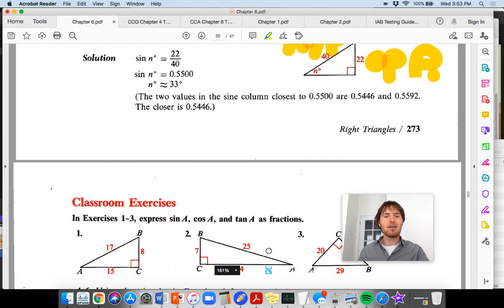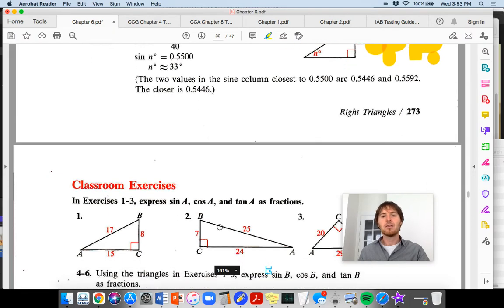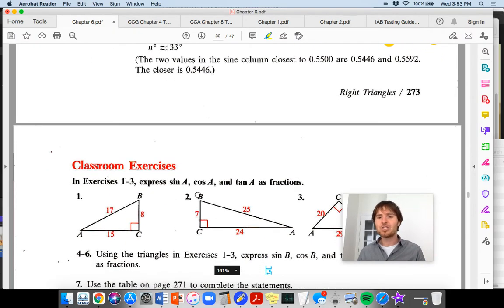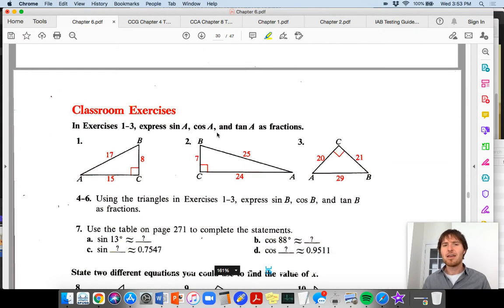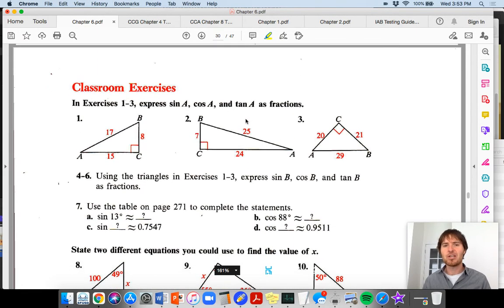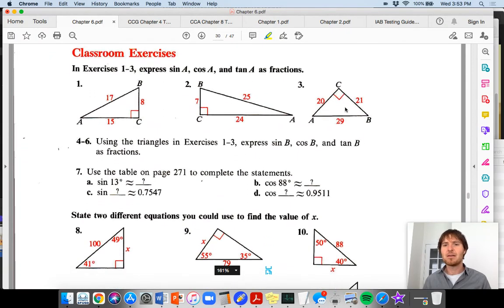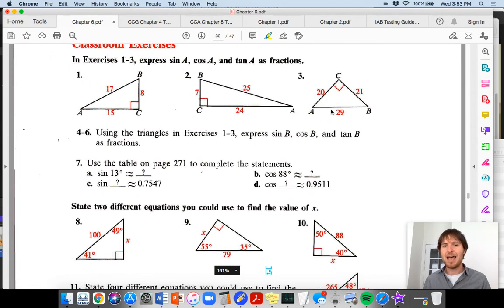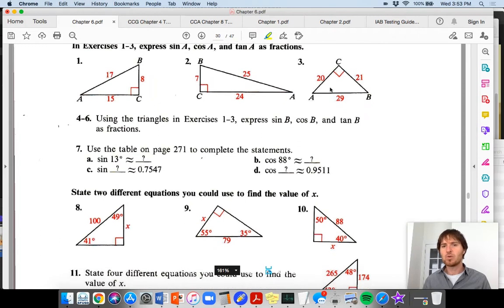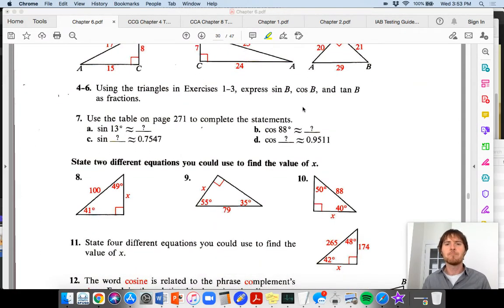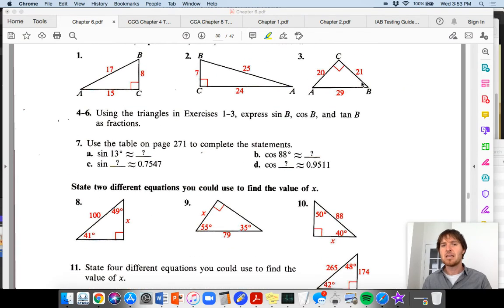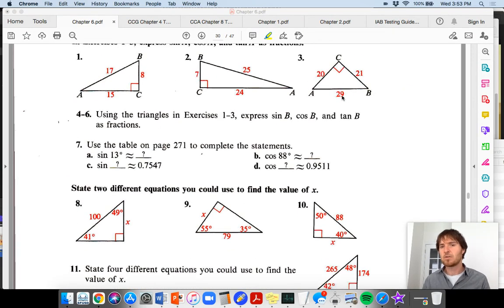So check it out. Here it is. Quick thing. Bang through this, guys. Number 3, that ain't hard at all. But it's just to remind you that every angle has 3 of these ratios. Sine of A is going to be 21 over 29. Cosine of A is going to be 20 over 29. And then angle B, its sine is going to be 20 over 29. Its cosine is going to be 21 over 29.